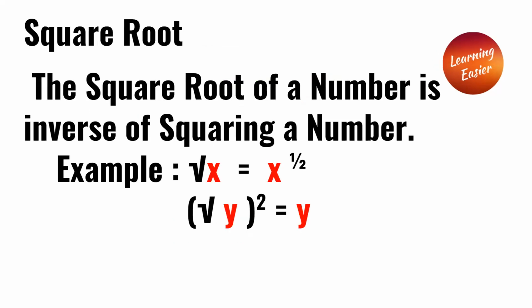Square root. The square root of a number is the inverse of squaring a number. Example: the square root of x is equal to x to the power of 1/2. The square root of y, in parentheses, to the power of 2 is equal to y.